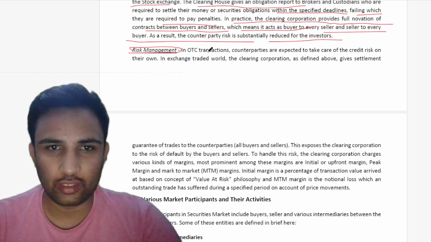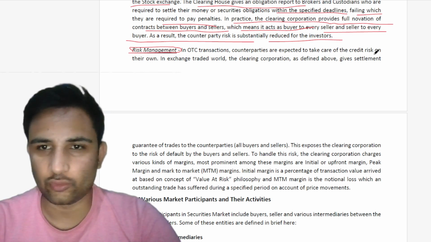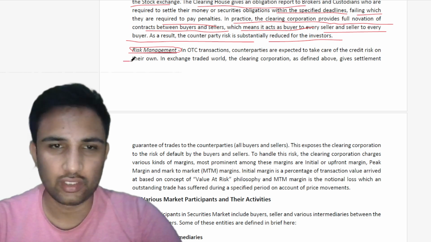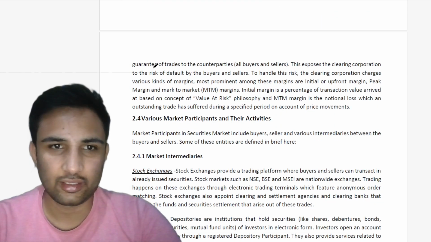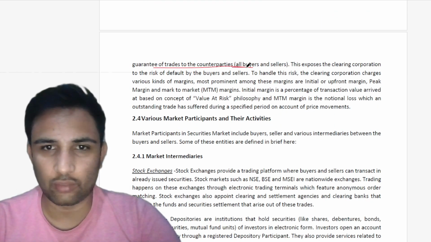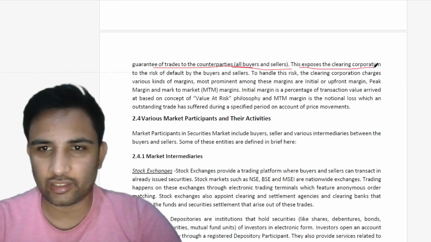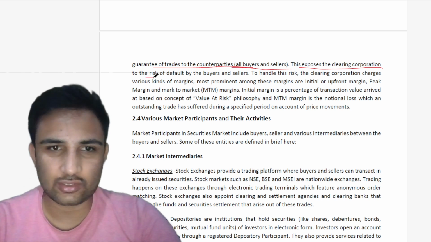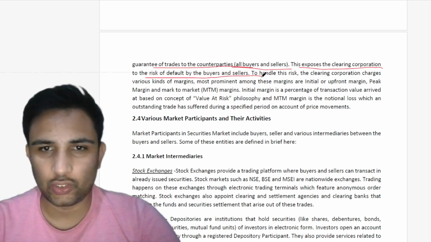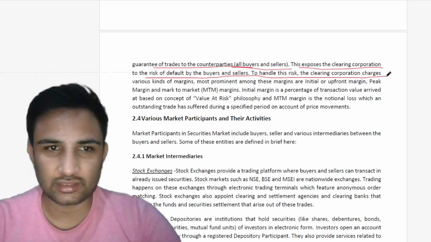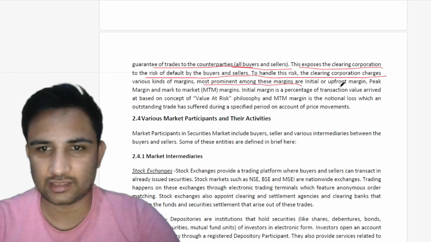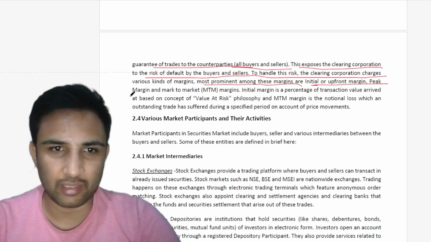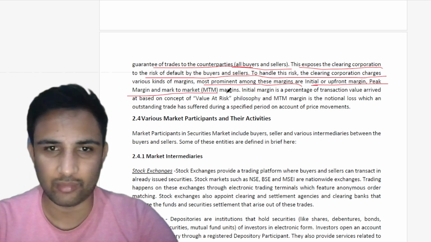Risk management. In OTC transactions, counterparties are expected to take care of the credit risk on their own. In the exchange traded world, the clearing corporation, as defined above, gives settlement guarantee of trades to the counterparties, that is, all buyers and sellers. This exposes the clearing corporation to the risk of default by the buyers and sellers. To handle this risk, the clearing corporation charges various kinds of margins. Most prominent among these margins are initial or upfront margin, peak margin, and mark to market, that is MTM margins.